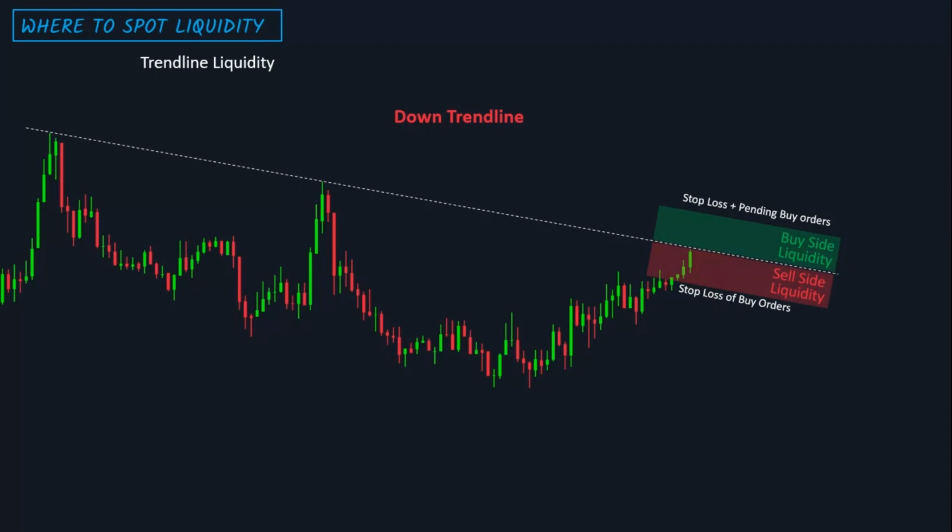Smart money often pushes price above the trend line to absorb buy-side liquidity. Once the buy-side liquidity is taken, price usually reverses downward, sweeping the sell-side liquidity next. In both scenarios, institutional traders efficiently collect liquidity from both sides of the market before driving price in the direction they intend.